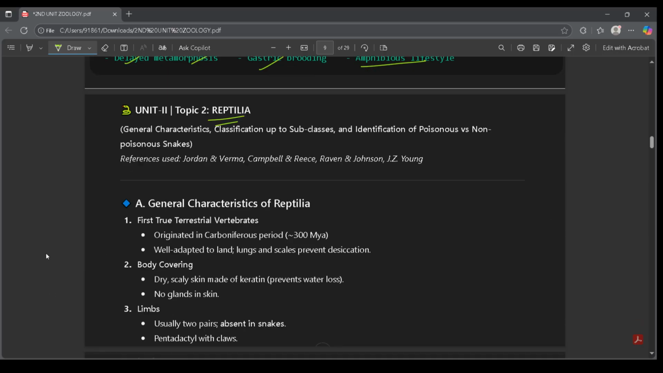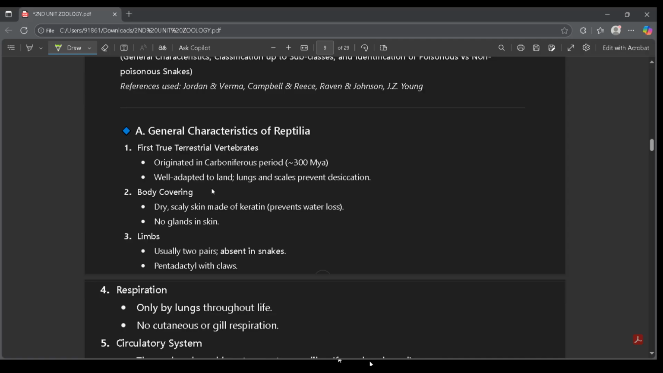Reptilia. Okay, we'll discuss the general characteristics of Reptilia. They're the first truly terrestrial vertebrates. They originated in the Carboniferous period, about 300 million years ago, and they are well adapted to land. They have lungs and scales which prevent desiccation. Number two being body covering, they have dry, scaly skin made up of keratin which prevents water loss, and they have no glands in the skin.